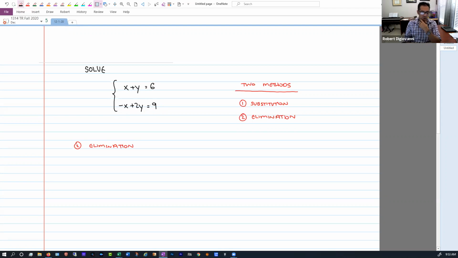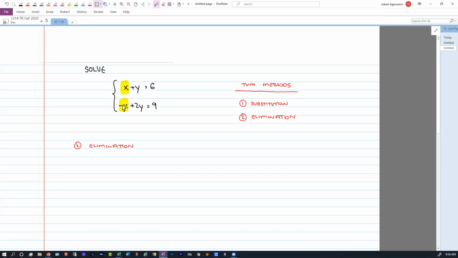Okay, with elimination, what you're going to do is look at your two equations and look at your x's first, okay? And ask yourself, what would happen if you added these two together? So if I did x and I added -x, what would happen if I did x plus -x? It would cancel out, wouldn't they? So you're looking at them and asking yourself, if I add these together, will they cancel?